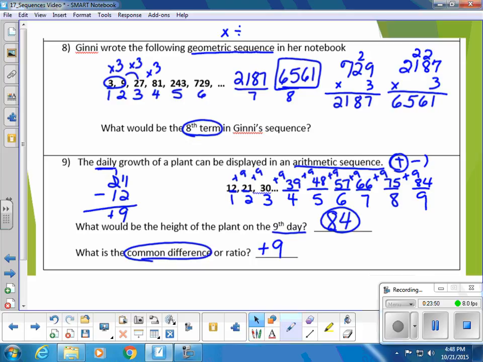Okay, that is basically what we're doing in a nutshell. You're looking at the types of sequences. You have to know arithmetic versus geometric, which one's adding, which one's multiplying. And you also have to know how to find the common difference or ratio, which is the number that's being added or multiplied each time. And you have to know how to extend the sequence. That's the only 3 things that you have to know with this.